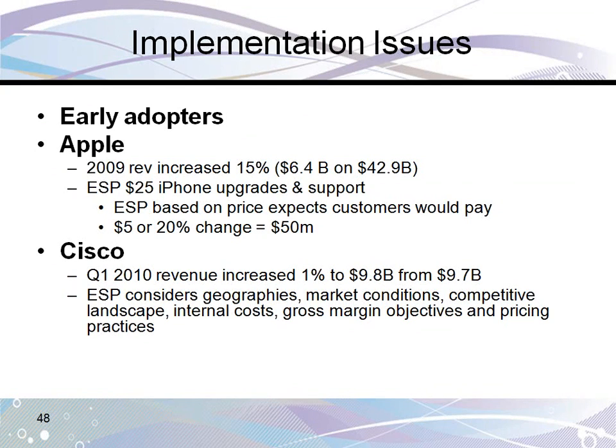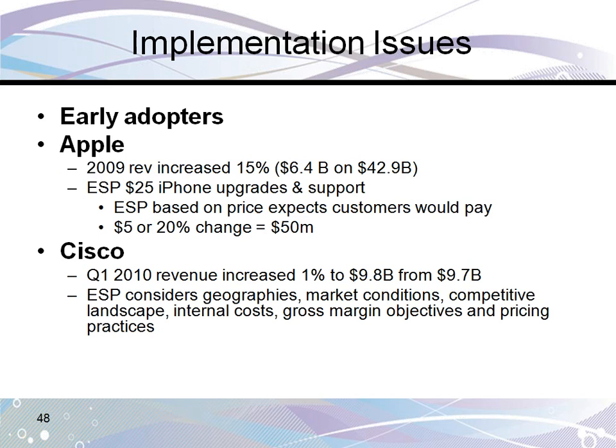When Apple adopted, revenue increased 15% just because of this change in accounting. And an interesting disclosure that Apple made was they said that we think the ESP for iPhone upgrades and support is $25. That's based on what we would expect customers to pay, not necessarily on an in-depth VSOE type of analysis. In addition, they made this disclosure, if we are wrong by $5, if it should have been $30 or if it should have been $20, that would have resulted in a $50 million change in revenue during the period.